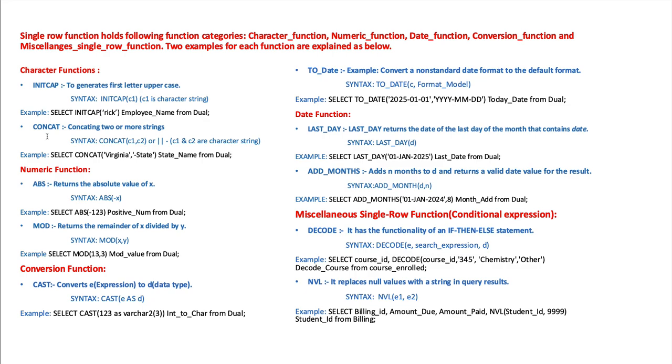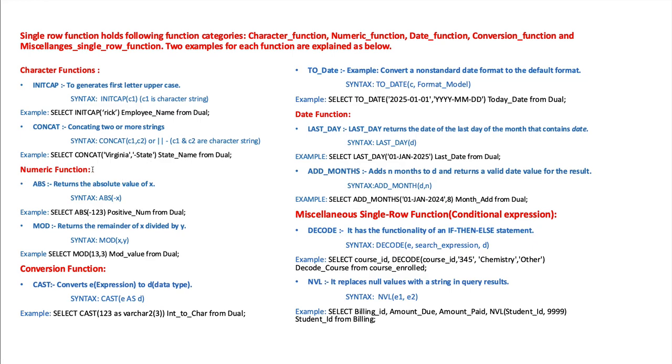Second example is the CONCAT function. It concatenates two or more strings. Example is given here. Suppose we are going to select concatenate Virginia hyphen state. These are two strings. We are going to concatenate them with a single column, which is renamed as state name. When we concat, we will get the result Virginia hyphen state.